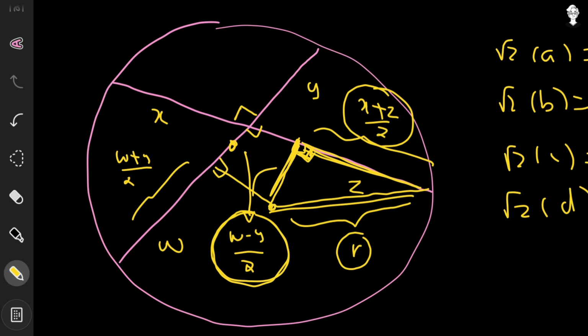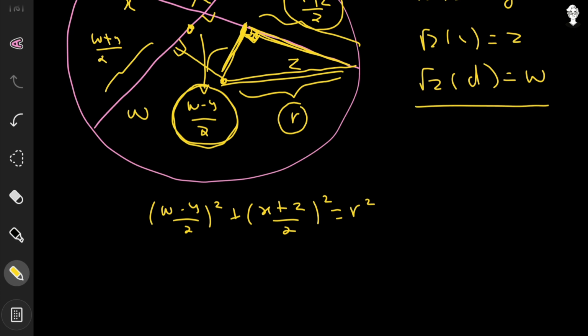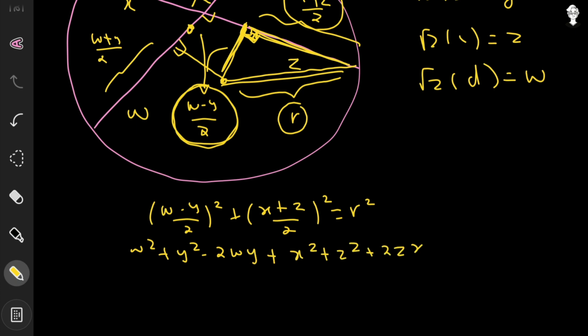So we are going to simply apply the mightiest theorem, that is the Pythagoras theorem. In that particular triangle, (w minus y upon 2) the whole square plus (x plus z upon 2) the whole square would be equal to r square. Remember that x, y, z and w have values in terms of a, b, c and d. Now opening the brackets over here, w square plus y square minus 2 times w times y plus x square plus z square plus 2 times z times x. I have taken the common LCM as 4 directly, and this is going to be equal to r square.